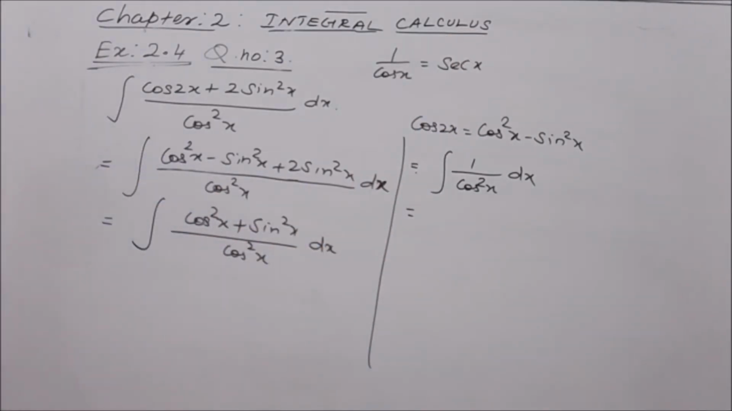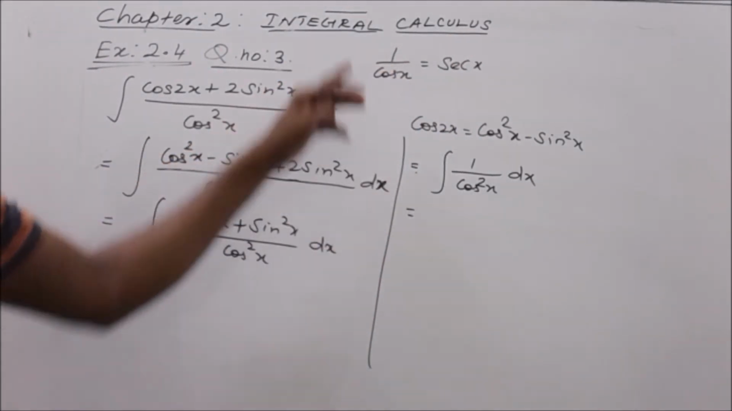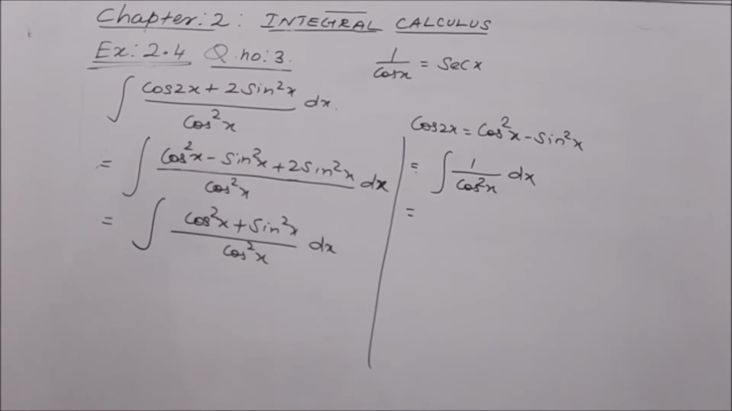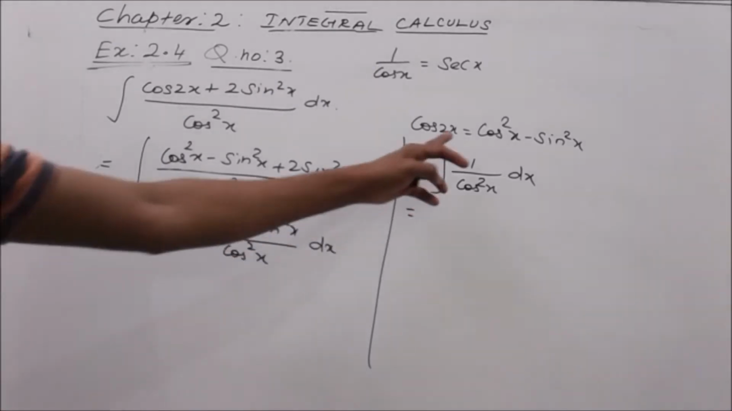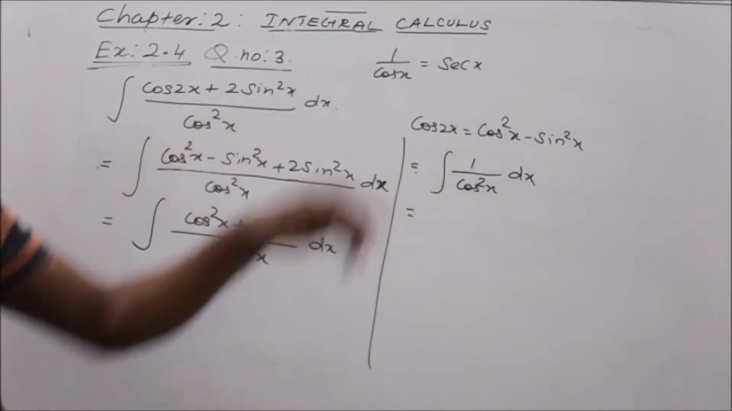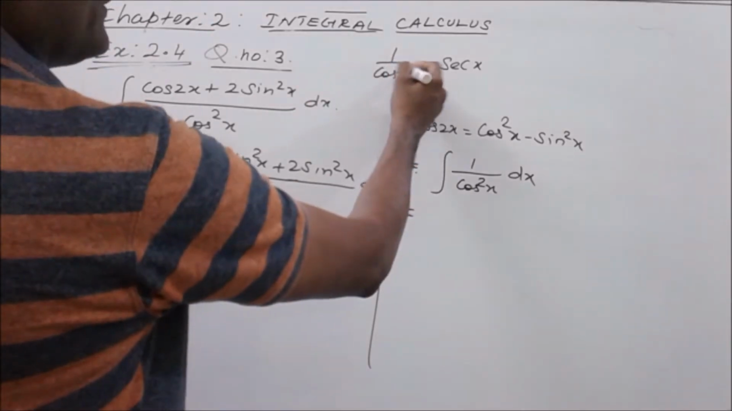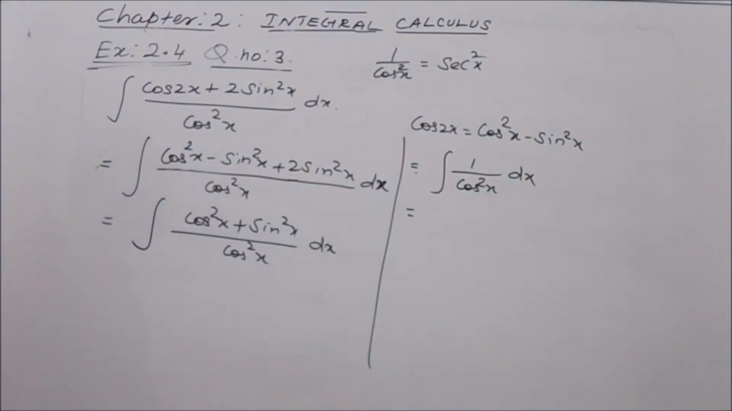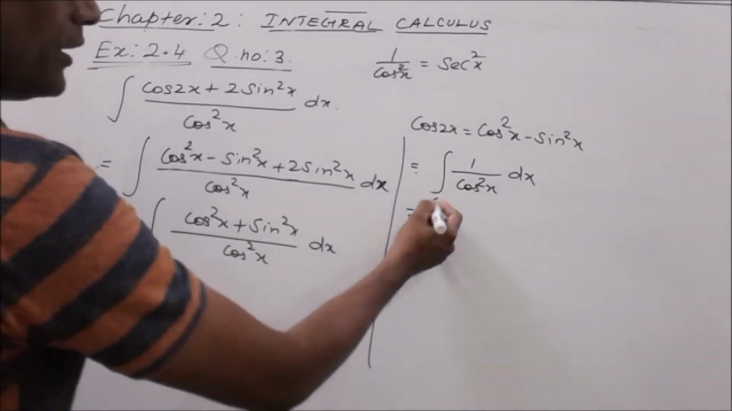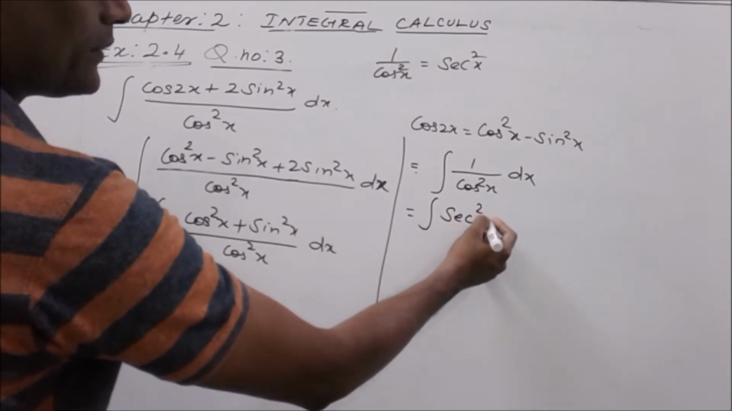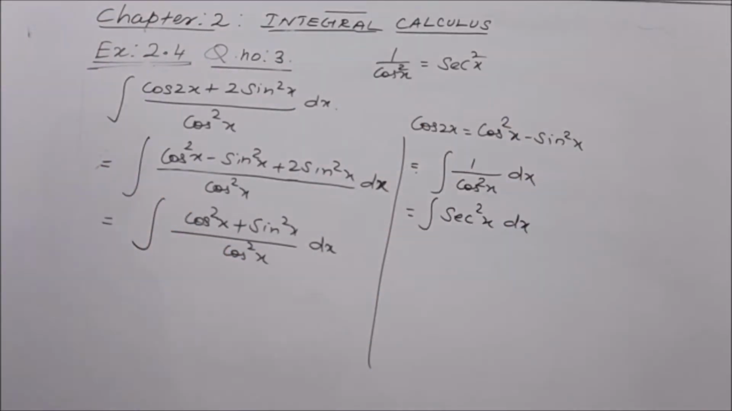In 10th standard itself we learned that 1 by cos x is equal to secant x. Now 1 by cos square means square the function, we will get secant square x. 1 by cos square x is secant square x. So integral secant square x dx.